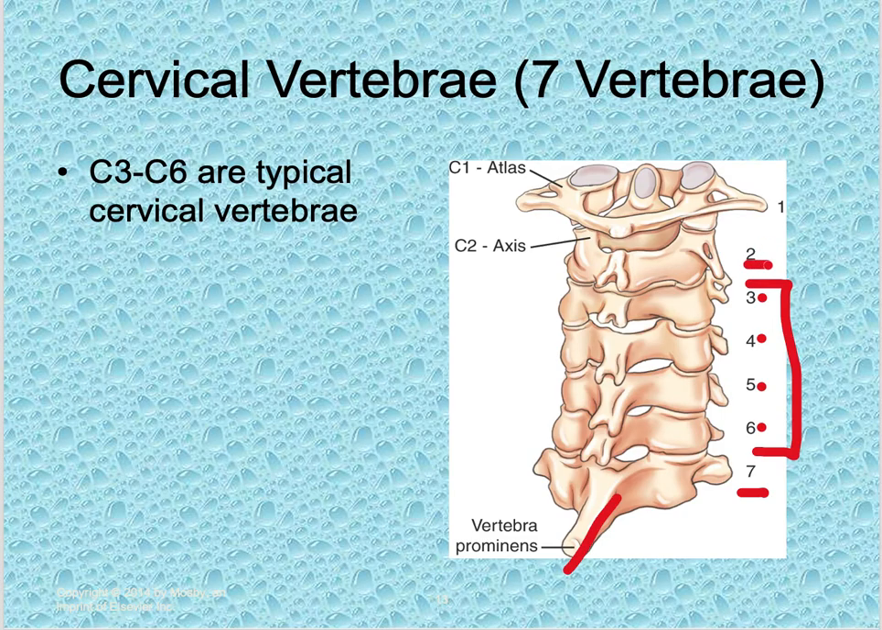So C2 is another one that's not typical. It is not typical because it has a dens, okay? So that dens protrudes up and attaches to C1 via tendons to allow the head to turn. C1 is not typical because we've already talked about it. It has an anterior arch and a posterior arch, where the other ones have spinous processes and bodies, okay? So C1 has an anterior arch and posterior arch.